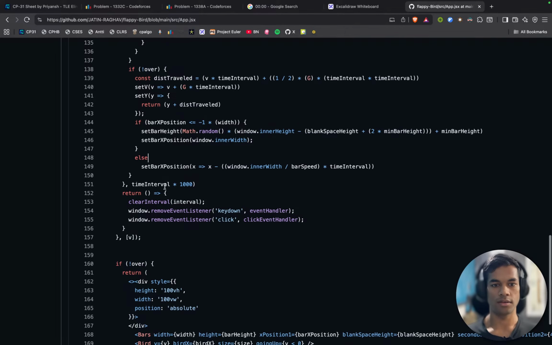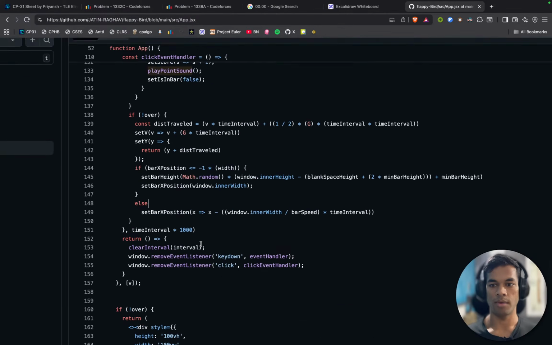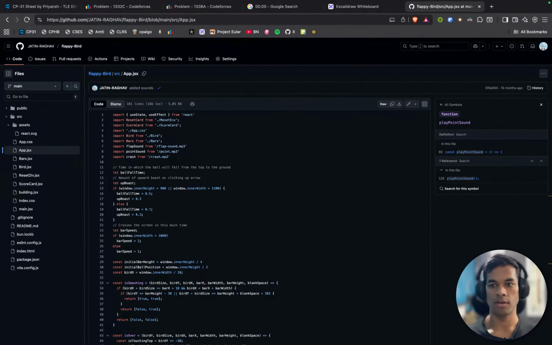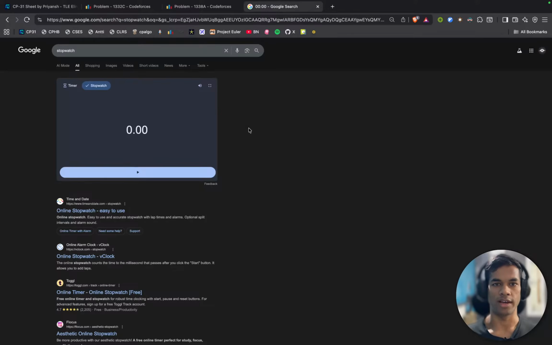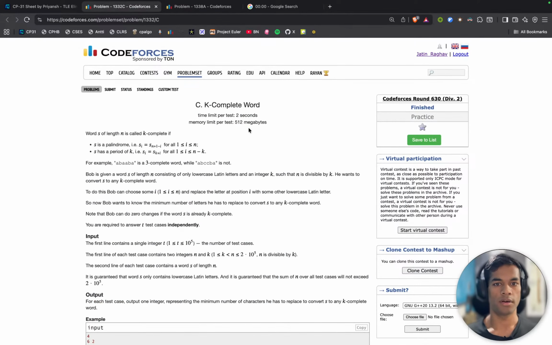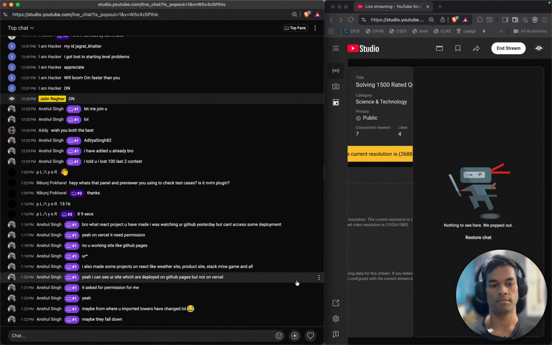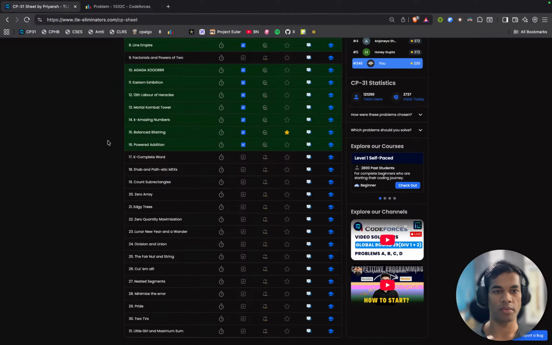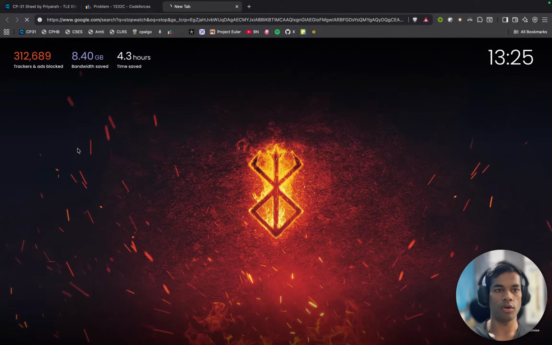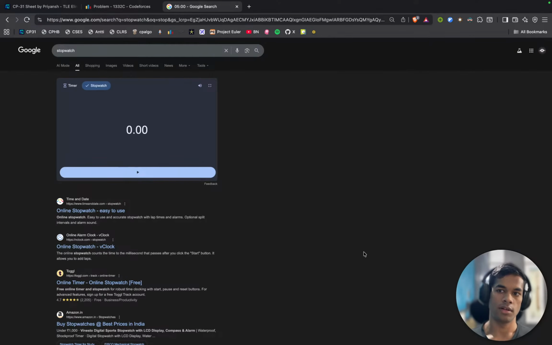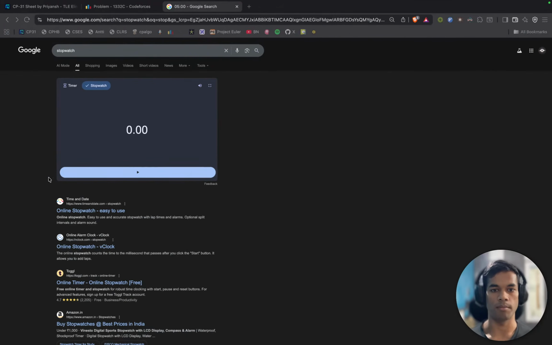Bar dot height. I don't know why I am unable to see the bars. That is crazy. Yeah, we can fix this at some point, I guess. But now we do this thing. The next question. K-complete word. K-complete words. Okay, and stopwatch. We have done two questions, which is fine, but should have been able to do more. It's been 2 hours. Okay, cool.